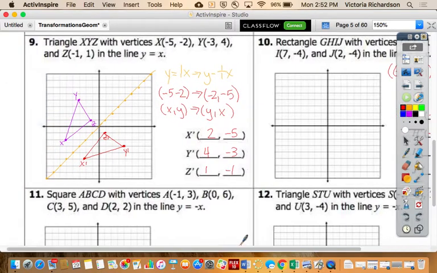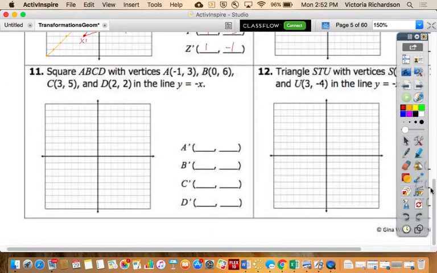So now we need to do the last example, which is number 11. We're looking at square ABCD with vertices at -1, 3, 0, 6, 3, 5, and 2, 2. And we're going to reflect that across the line y equals -x. So now, instead of having 1 over 1 as our slope, we're going to have -1 over 1 because we have a negative slope. So instead of going up and to the right, I'm going to go down and to the right. Down is negative, right is positive. Down and right. And I'm going to continue that.